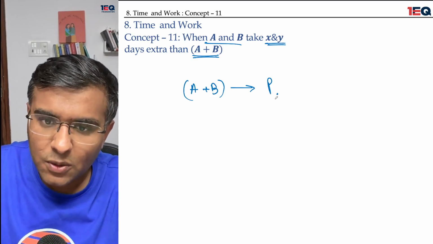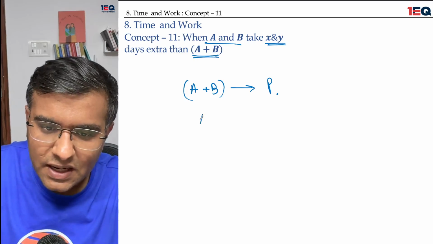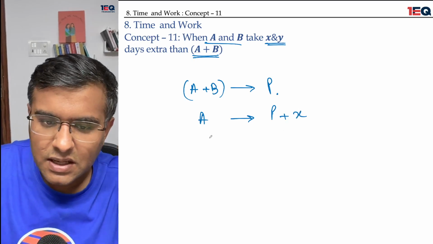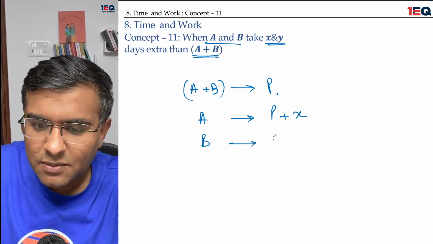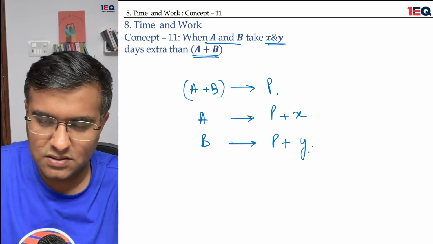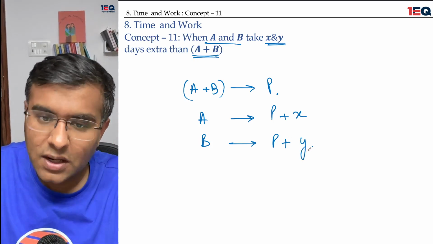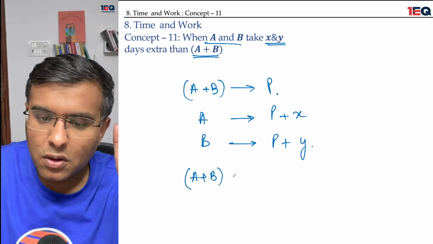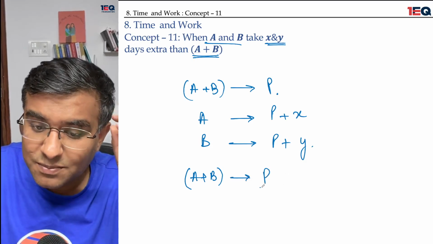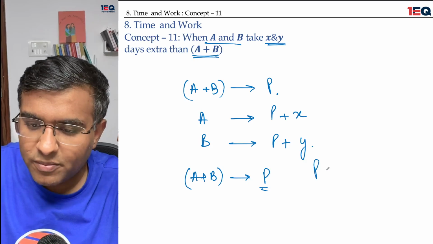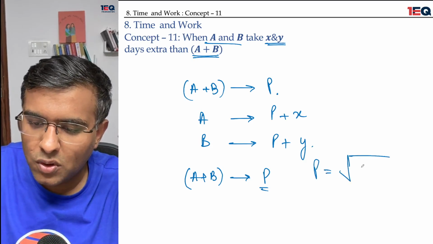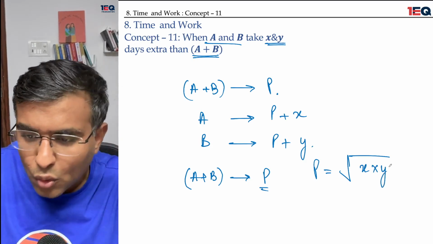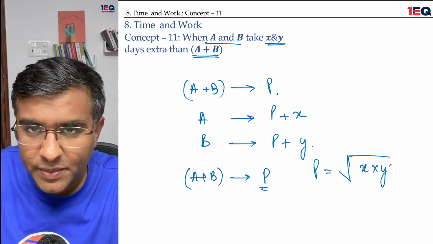So if A and B together can complete a work in P days, and A alone does the job in P plus X days, and B alone does the same job in P plus Y days, and you are asked what is the time that A and B took to complete the job, which is P, the value of P would come out as root of X multiplied by Y.